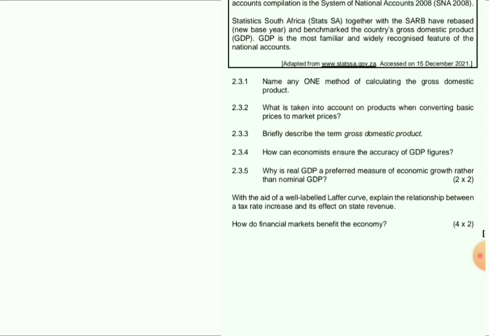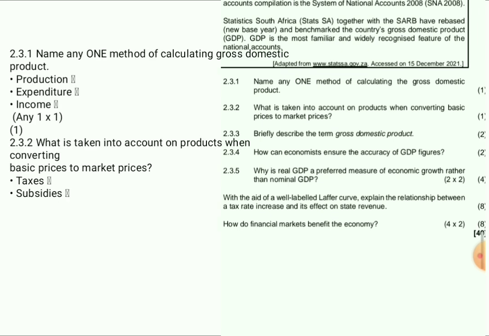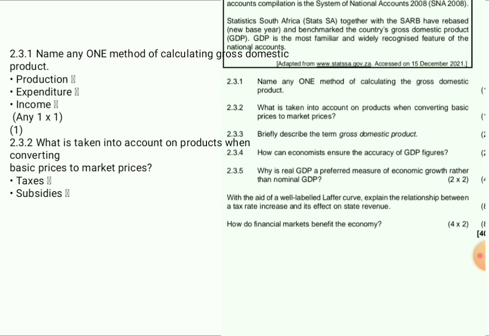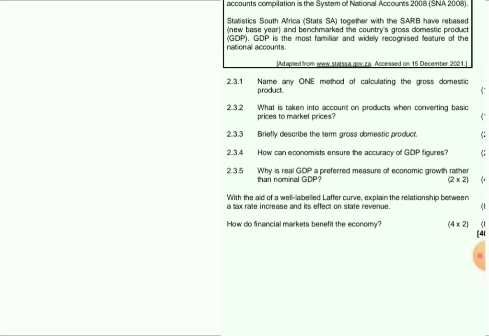What is taken into account on products when converting basic prices to market prices? There are two things that are taken into account, which are taxes and subsidies. Briefly describe the term gross domestic product.